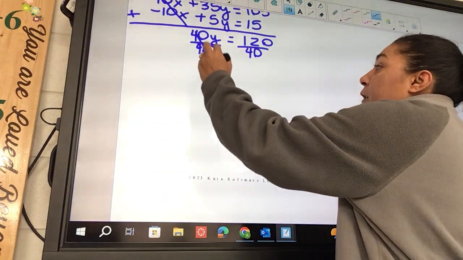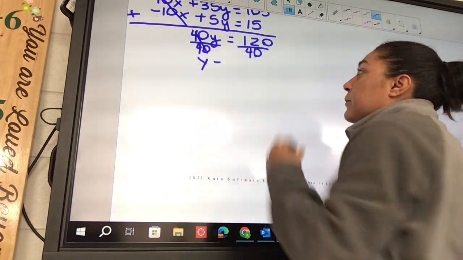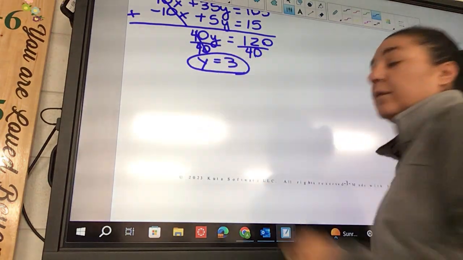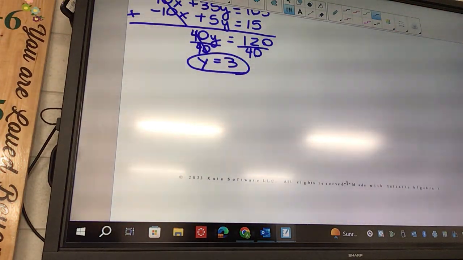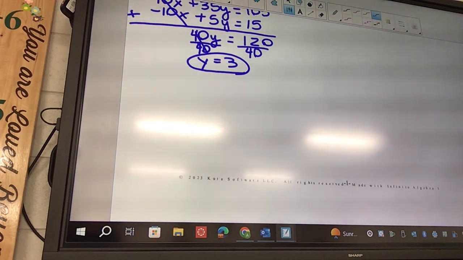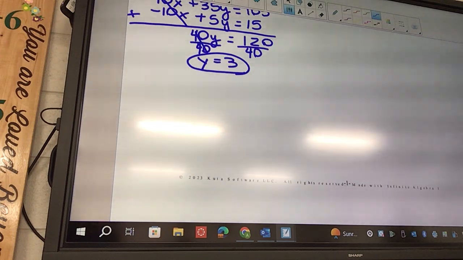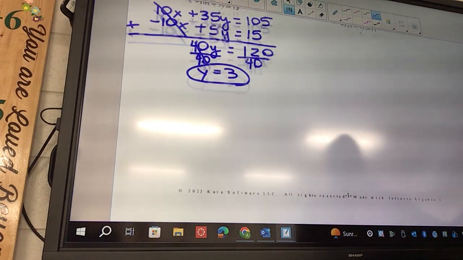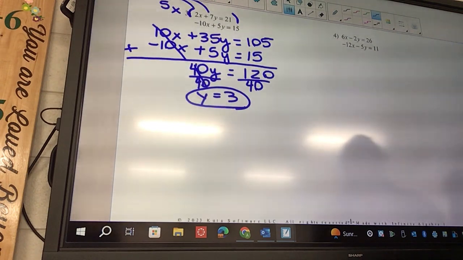Okay, and so we're going to get y equals something. 3? Okay, we need to take that and plug it into the original equation, so one of the ones that is printed on the paper. Not anything you did with it, the one that is printed. Which one would you like to use, equation 1 or equation 2?